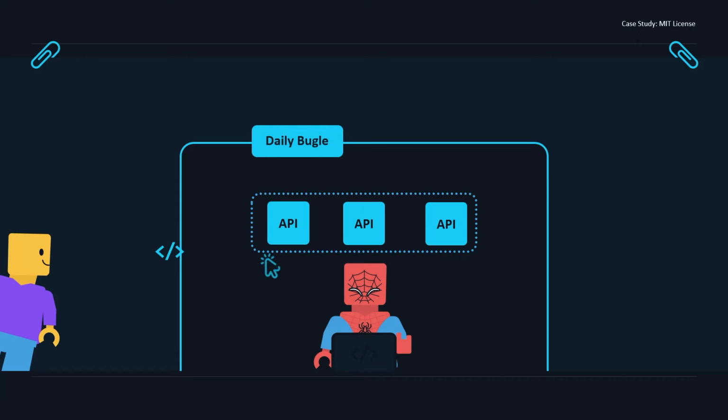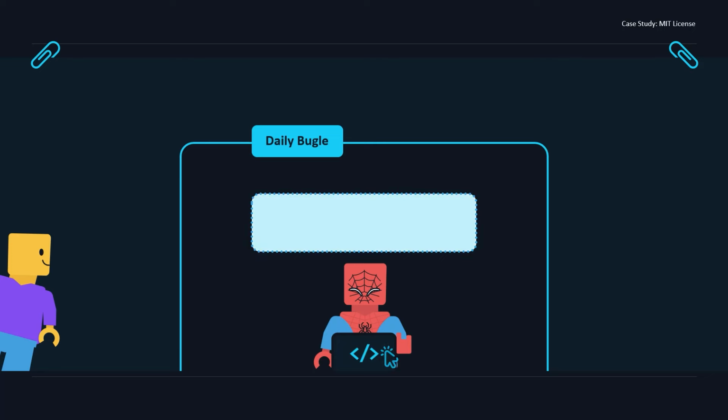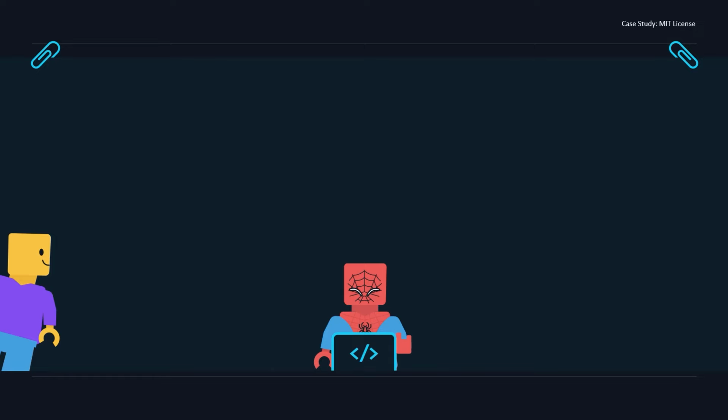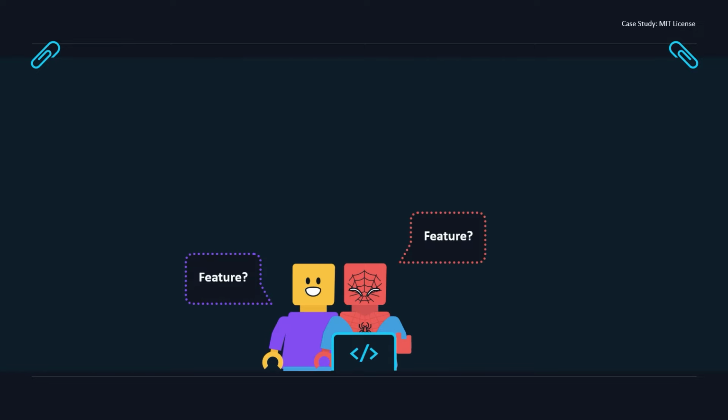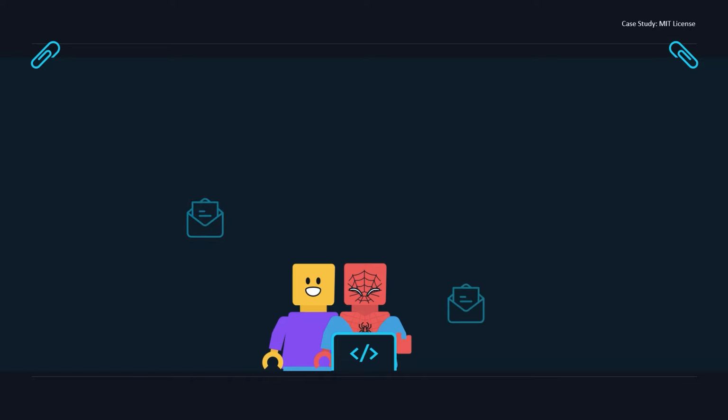He requests Peter to accept his code to the Daily Bugle repository, and Peter agrees. The project now looks amazing with a clean UI. Tony and Peter now decide to bring more enhancements to the project by calling out features they want in the project. They invite others to contribute to the project.